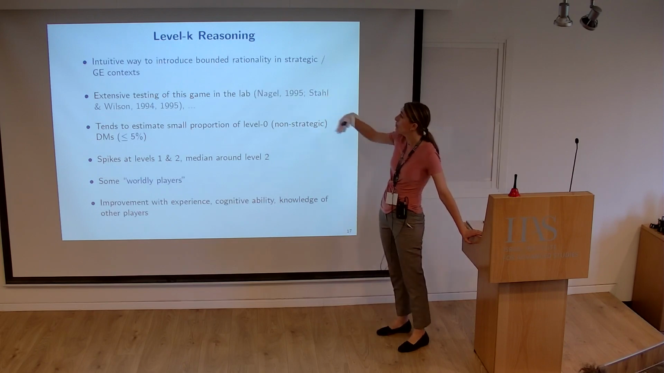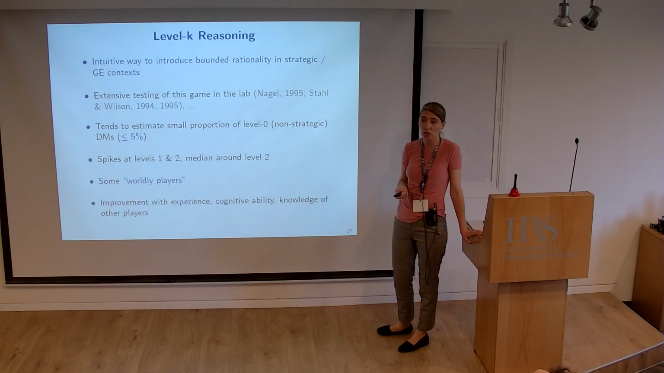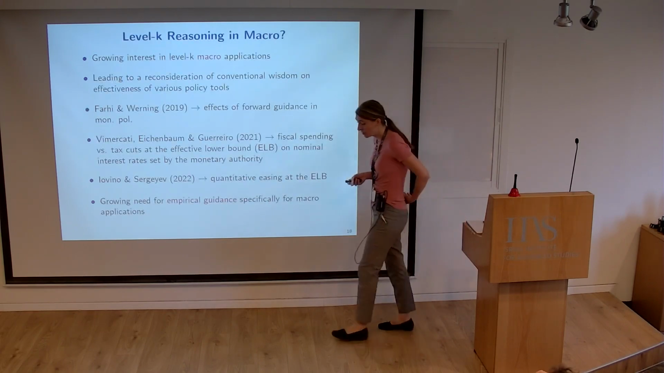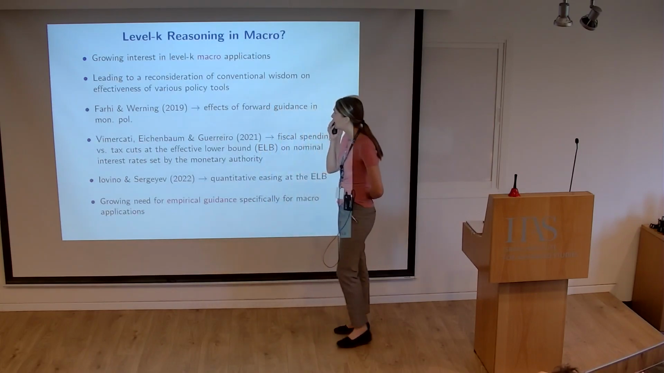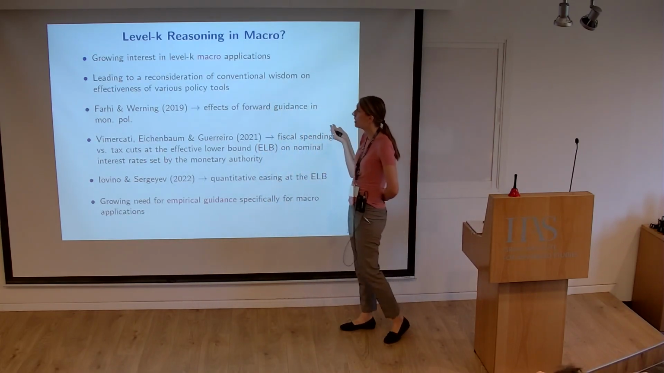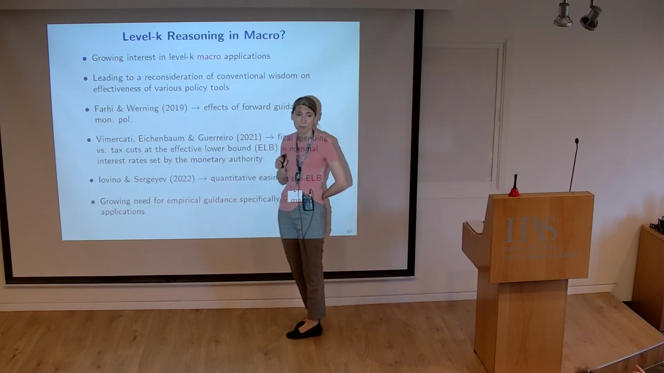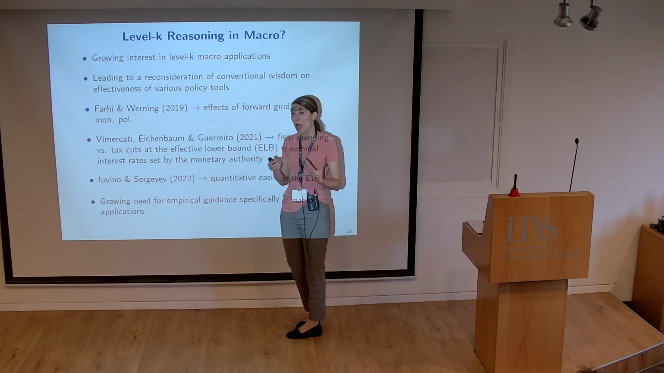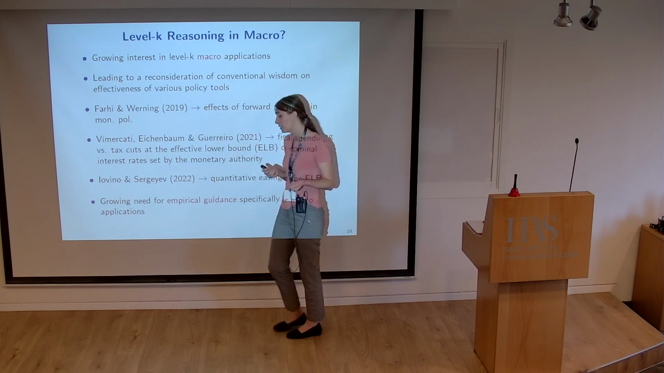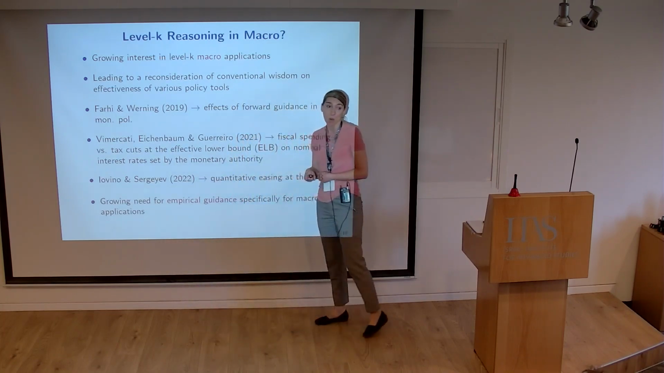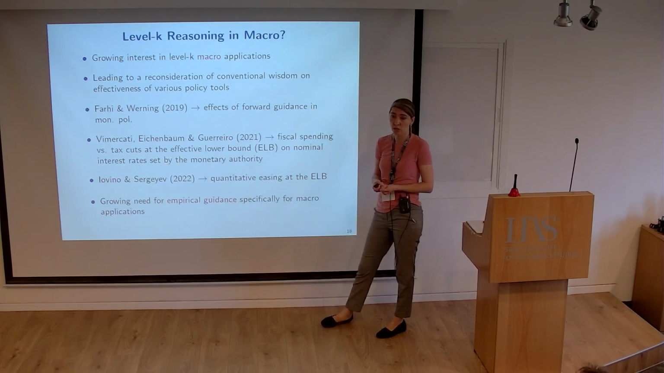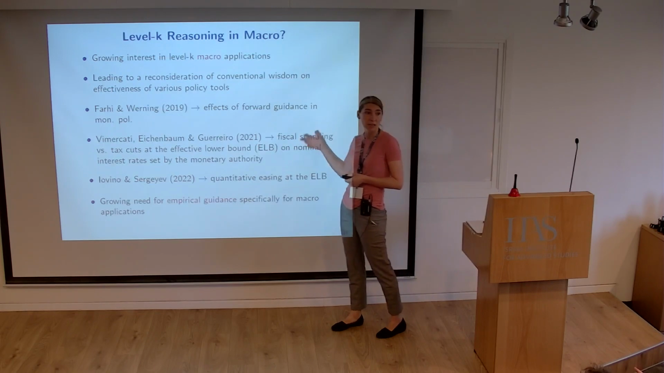But it's a very intuitive way to introduce bounded rationality in game settings. And it's actually gotten quite a bit of interest recently in macro applications. What's interesting is that if you take level K and stick it into a macro model, oftentimes the policy prescriptions change. For example, should the government, if they want to stimulate the economy, cut taxes or increase spending, or how effective is monetary policy, in terms of things like forward guidance or quantitative easing. These things tend to change with level K.